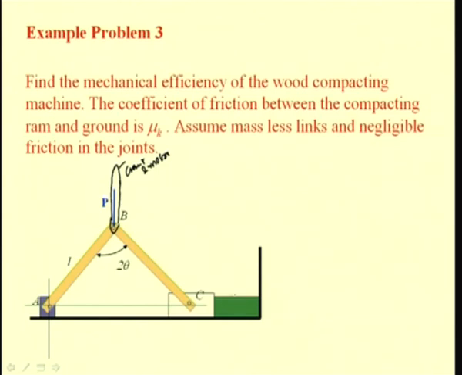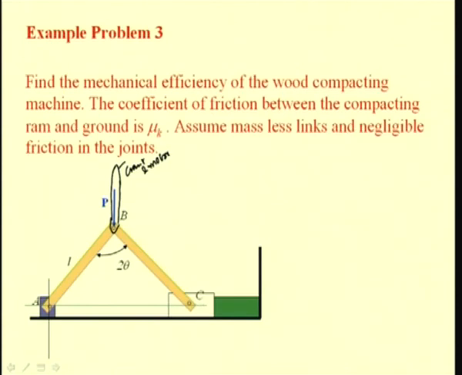What you see as this green block is the wood that has to be compacted, and let there be friction, and let mu k be the friction between this ram and the surface or the ground, which causes a certain part of the input work to be dissipated in the form of heat. So, we are interested in finding the efficiency of the compacting machine in the presence of this friction between the ram and the ground.